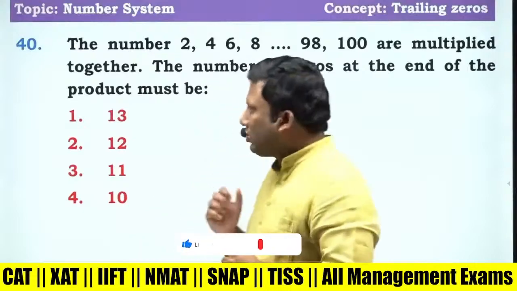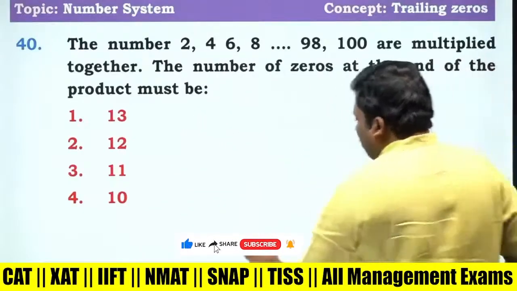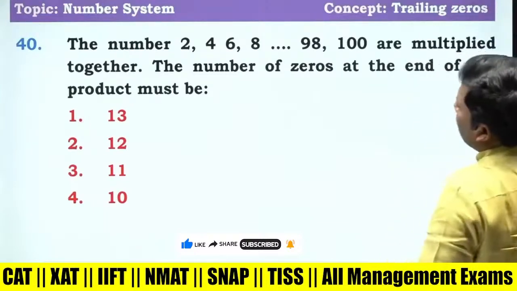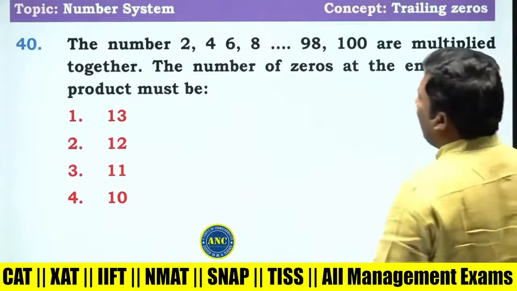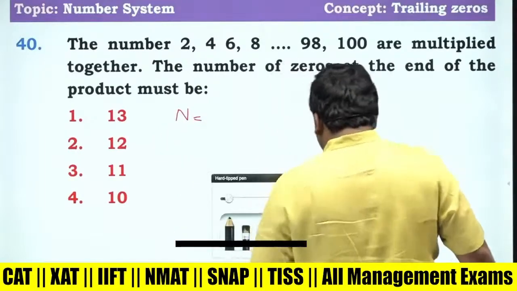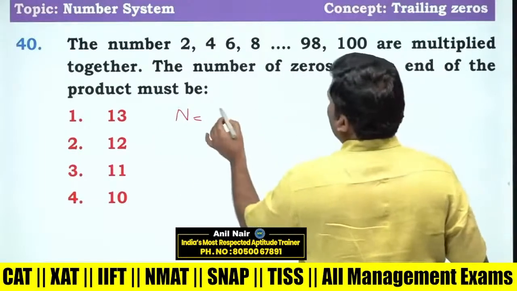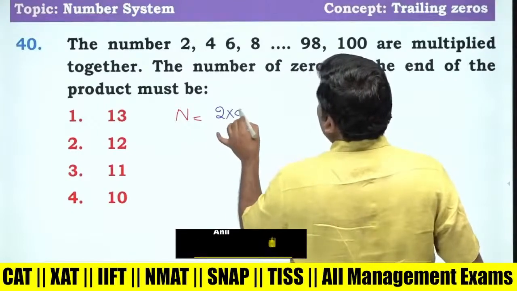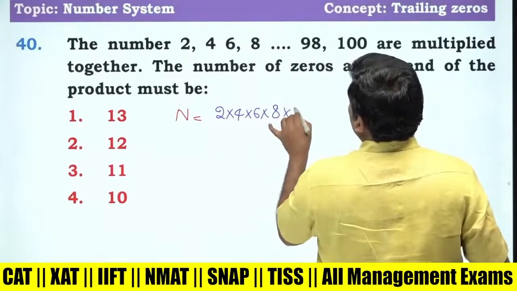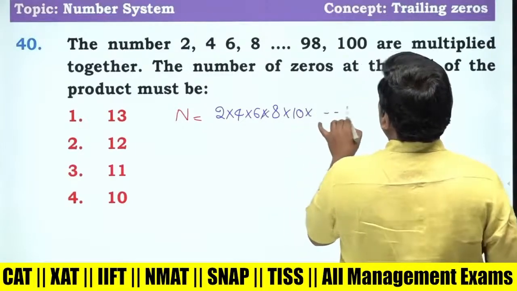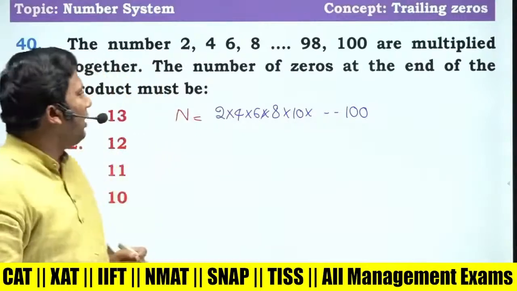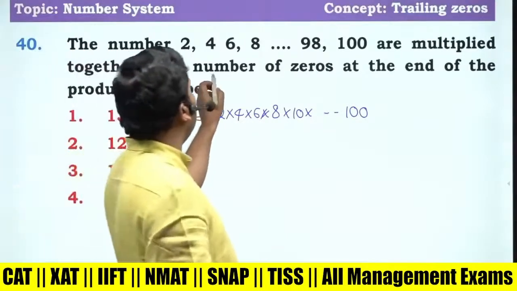The trailing zeros concept. Now see the 40th question. The numbers 2, 4, 6, 8 and so on up to 100 are multiplied: 2 into 4 into 6 into 8 into 10 and so on up to 100. Find the number of zeros at the end.